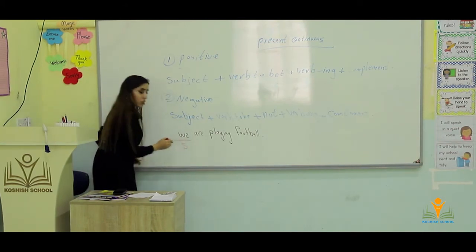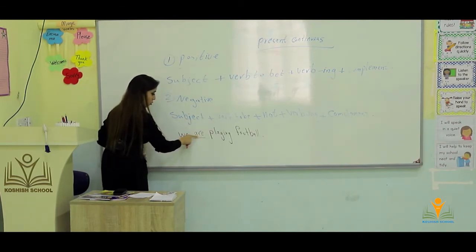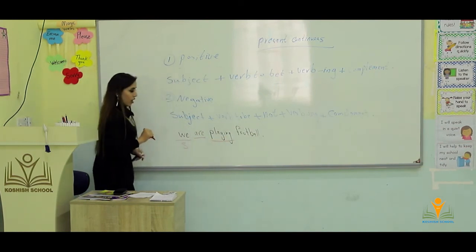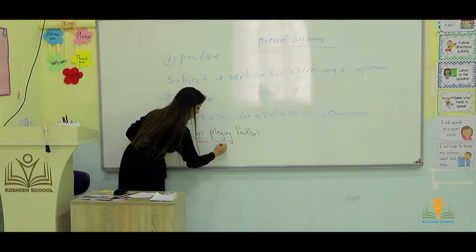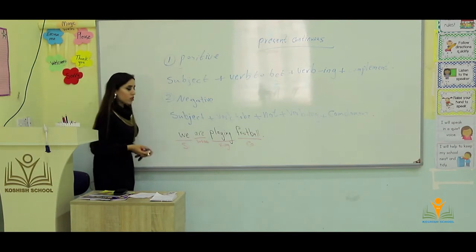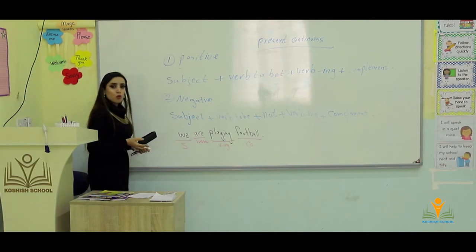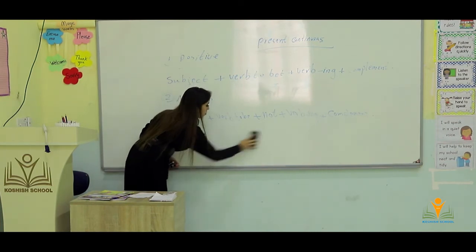We, subject, are is the verb be. Why do we use are in here? Because we goes with are, and playing is the verb with ing. This is the verb be, to be, and this is the verb with ing, and this is the extra information or complement. Okay, and let's move to the last rule or structure, which is the question rule.